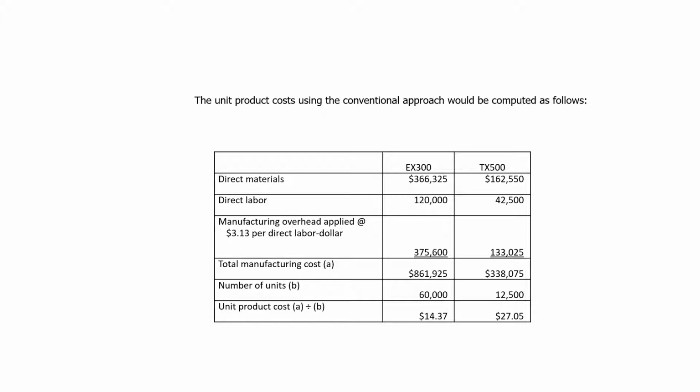We're going to go through the same process using the TX500. Direct materials and direct labor are listed, and then we'll apply manufacturing overhead based on the dollar amount of direct labor, which is $42,500, times $3.13. We'll get the $133,025. Add those three costs up to get total manufacturing cost of $338,075. That's to produce 12,500 units. So the unit product cost under the traditional method of assigning manufacturing overhead, I should say, $27.05 per unit.